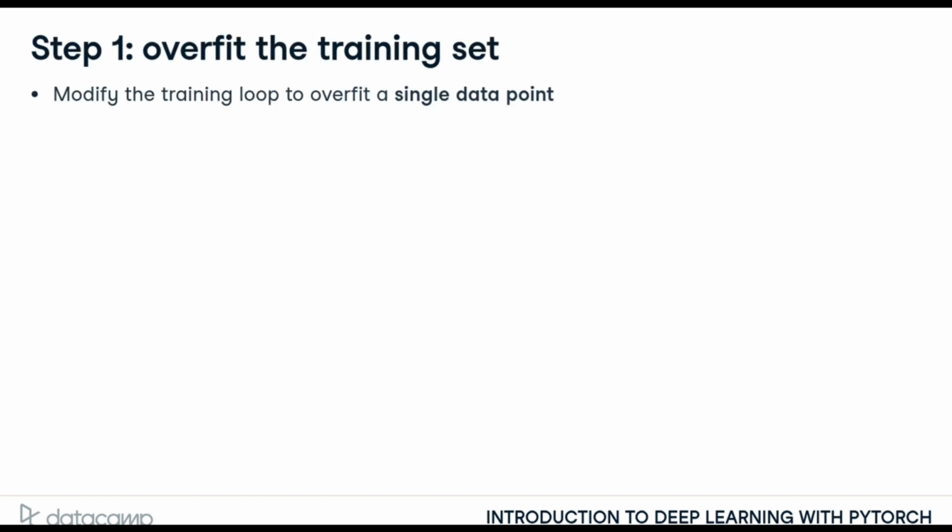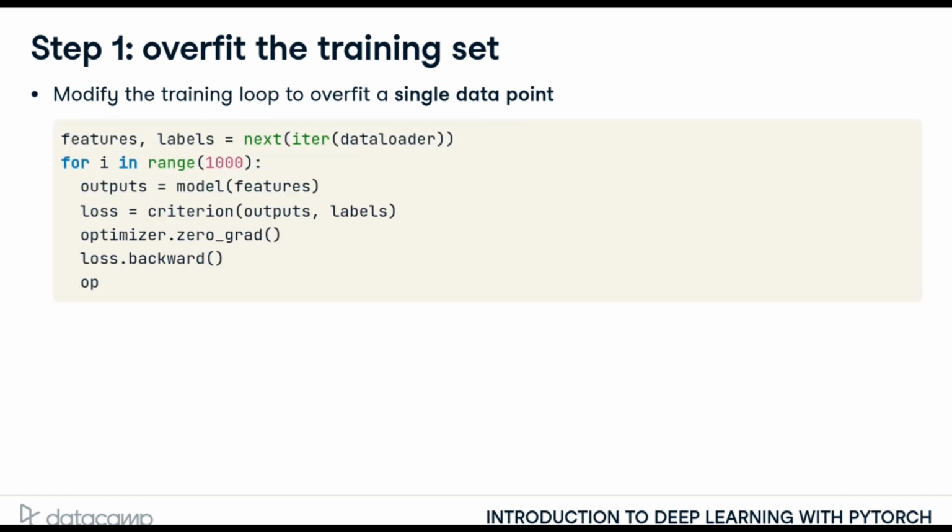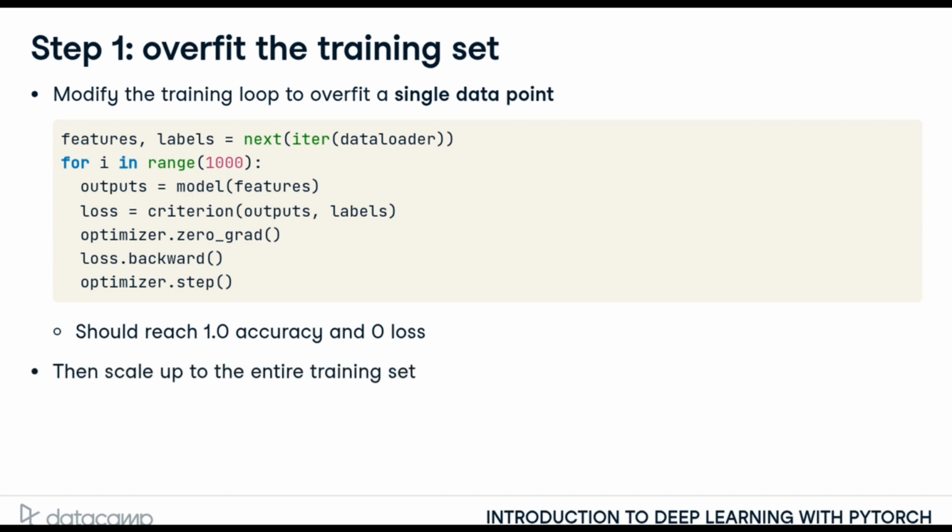It's useful to start with a single data point before overfitting the entire training set. This ensures the problem is solvable and helps catch potential bugs. We modify the training loop to repeatedly train on a single example rather than iterating through the entire data loader. When the model is set up properly, it should quickly reach near zero loss and 100% accuracy on that data point. Once this step is successful, we scale up to the entire training set.